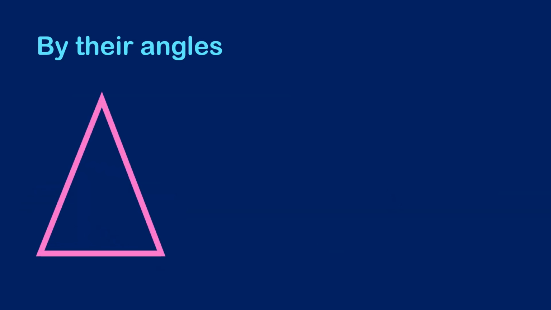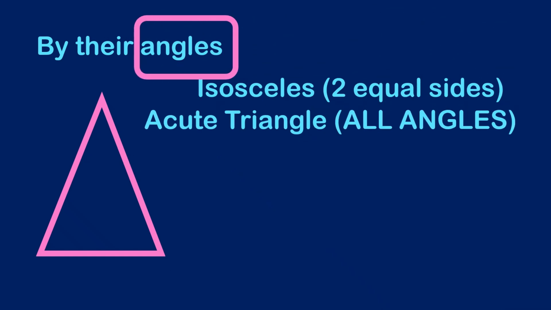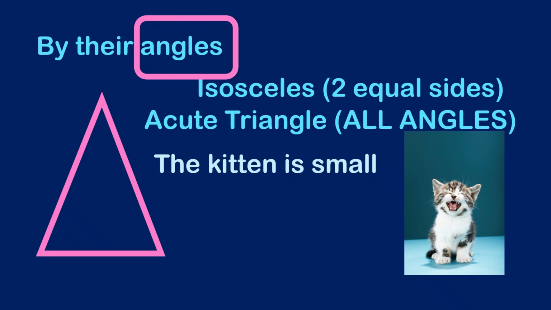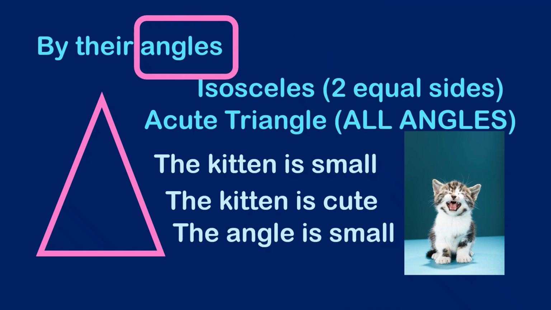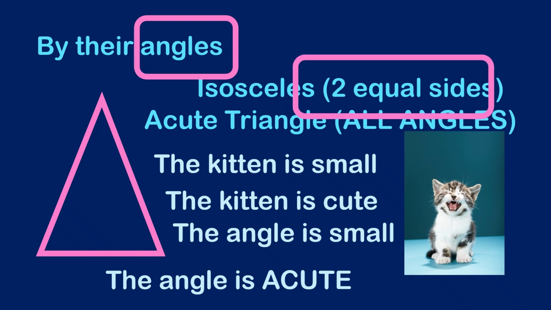And moving on. Okay, we have this guy again. Before we said this was an isosceles because it had two equal sides, which is true. But now we're looking at angles. So then what do we have? Acute triangle because all the angles are acute. When you think about a kitten, which is so cute, oh, so small, oh, so cute. So for the angles, so small, so acute. I think you can remember by this.